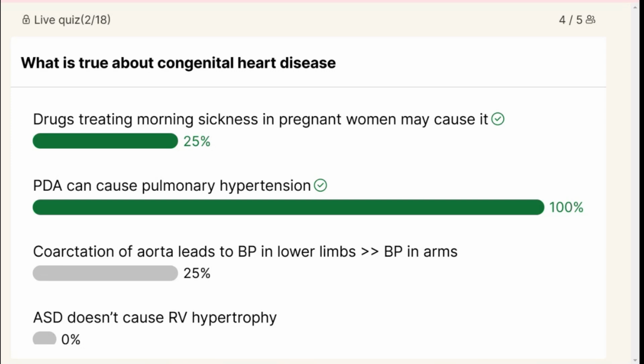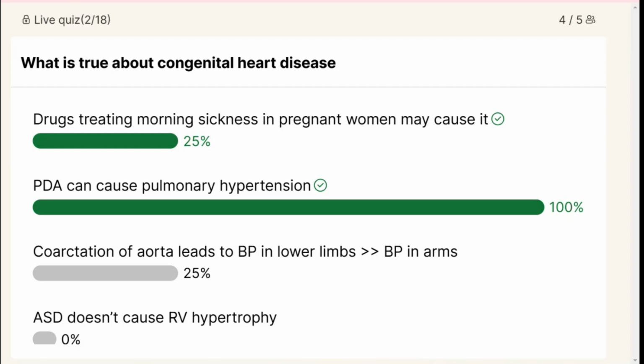Nowadays, it's used more for cancer treatment. So they're unlikely to ask you something like this, but it's good to pay attention to stuff like that. So that's the reason why drugs treating morning sickness may cause congenital heart defects. Then I see the second one, all of you got it right. That's great. The reason it happens is because obviously there's more blood entering the pulmonary artery because of the patent ductus arteriosus, and as a result, increased blood in the lungs, so increased pressure, and it's causing pulmonary hypertension.